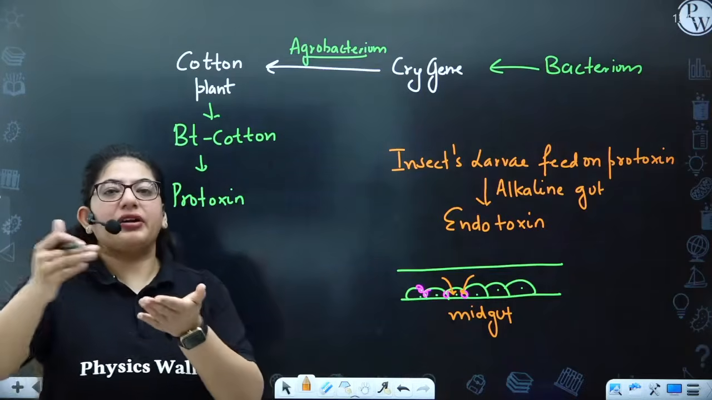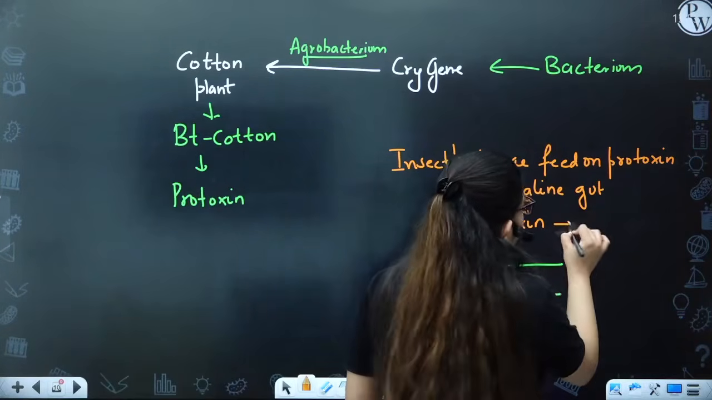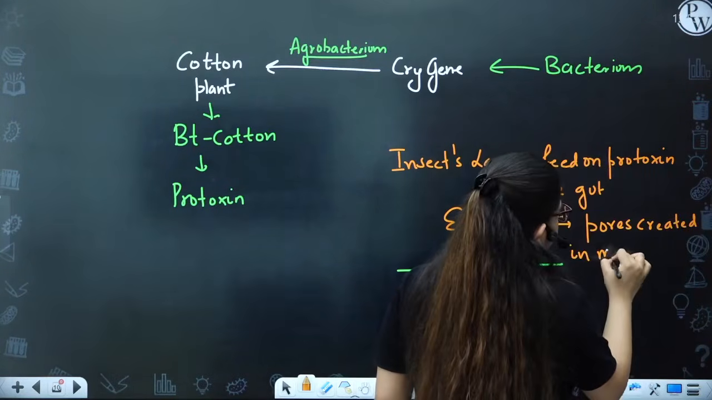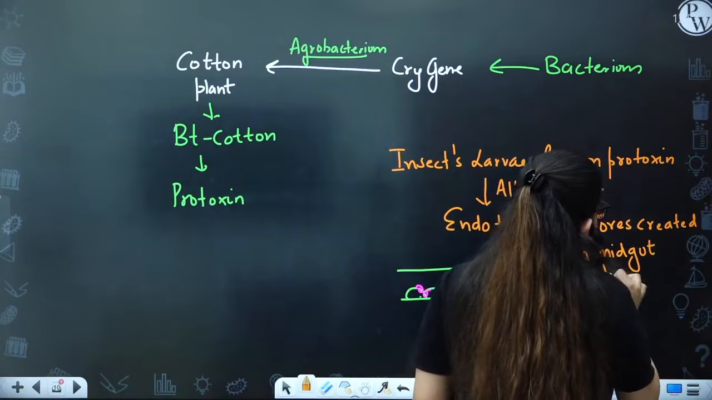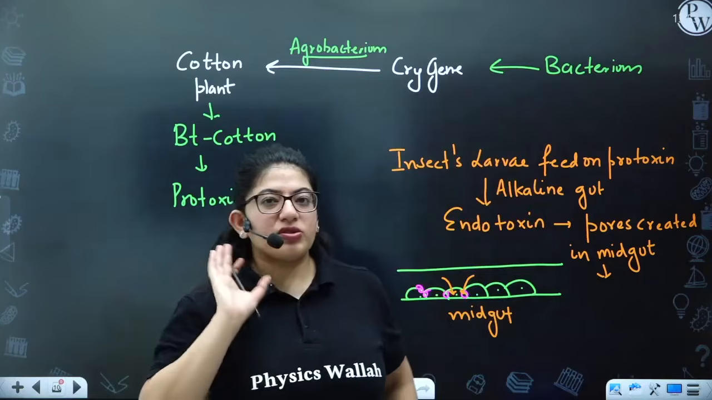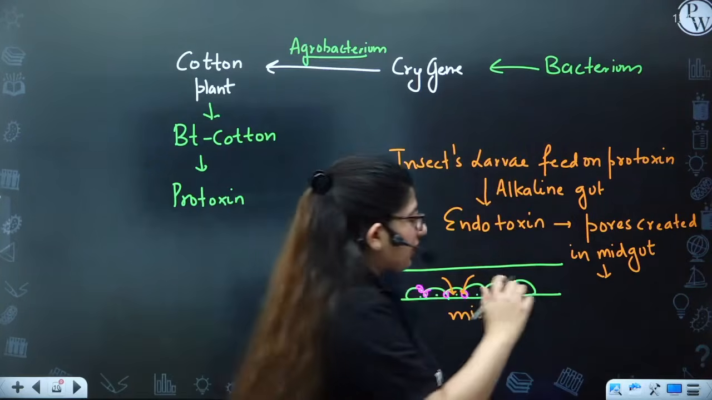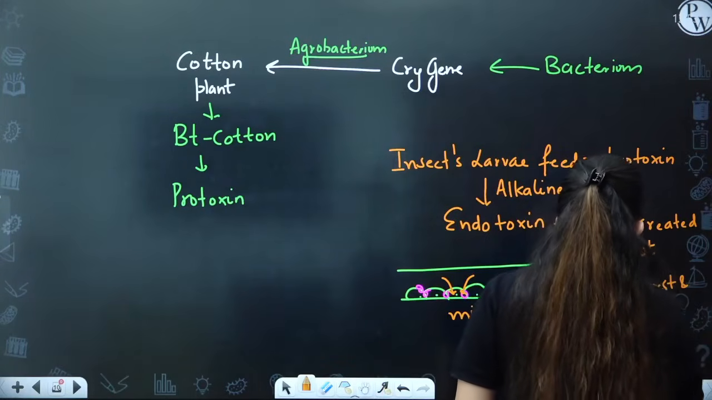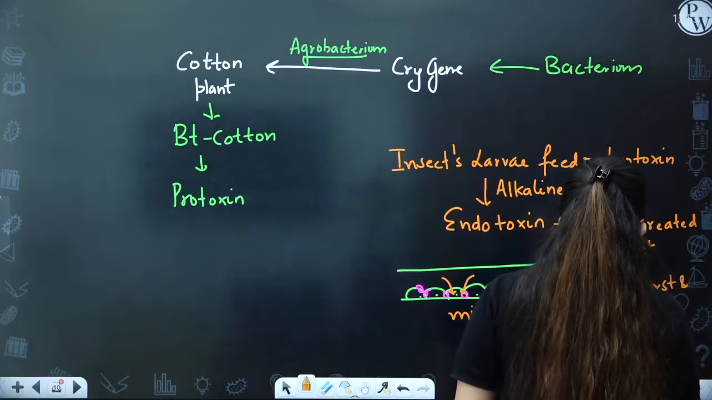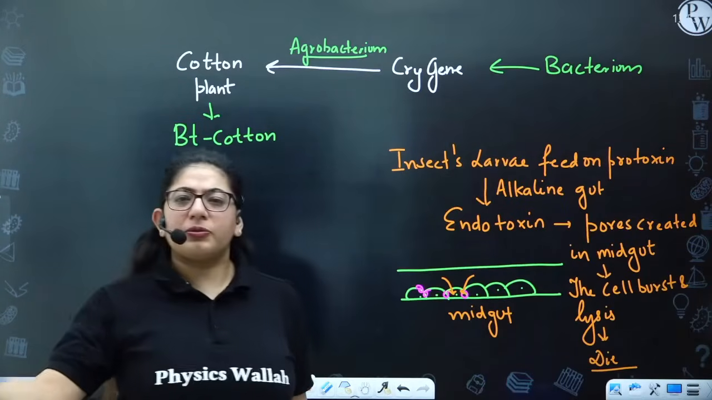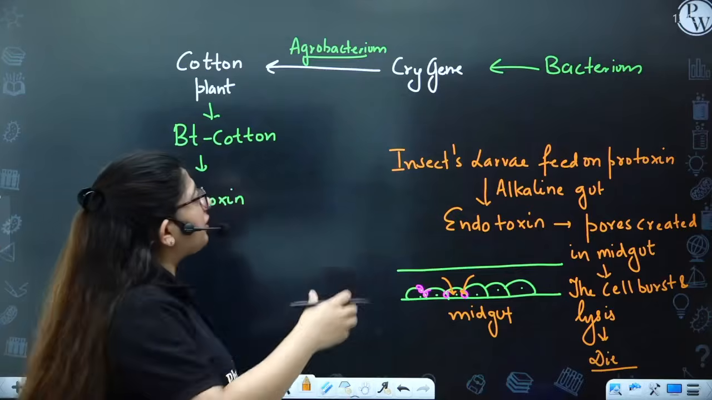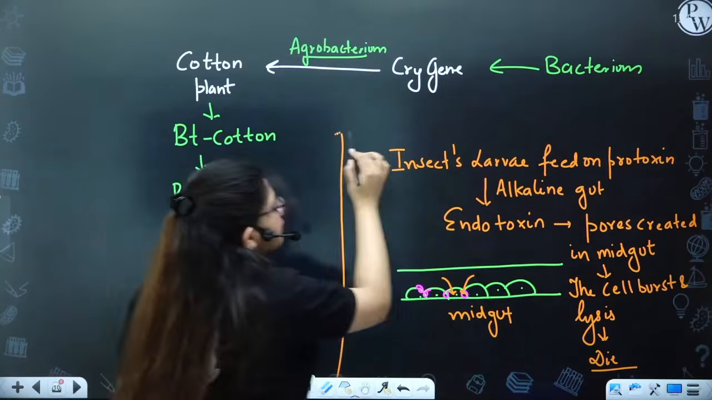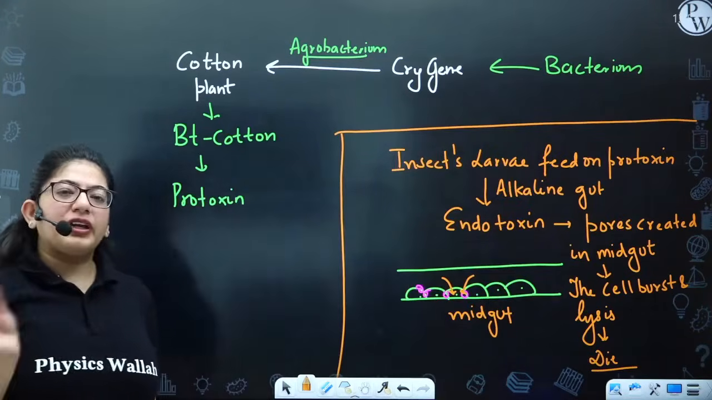Lysis means breakdown. Okay, so what will this toxin do? It will create pores in the midgut. Now the pores have been created. Once the pores have been created in the midgut, what will happen next? The cell bursts, and lysis. As a result, the larva will die. Larva will die. And your purpose is fulfilled. So it's quite simple. We have taken the gene from the bacterium, added it in the cotton, made it Bt. Bt will secrete protoxin. So now when the insect consumes the protoxin, it will get converted into the active form, endotoxin.